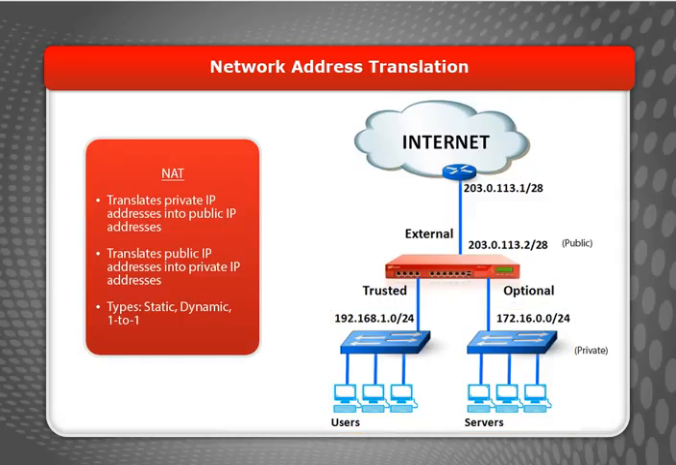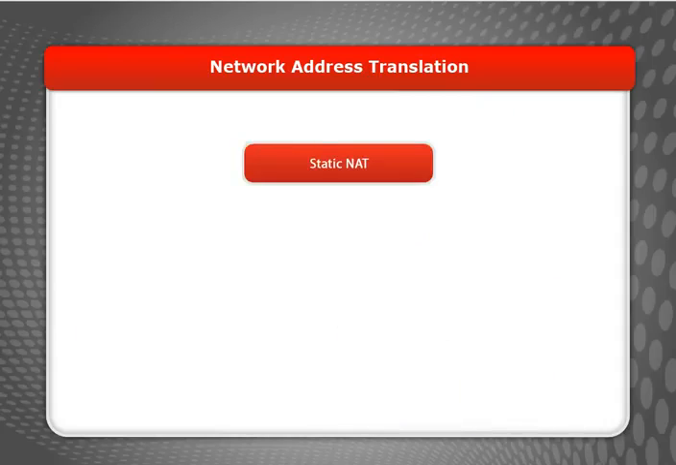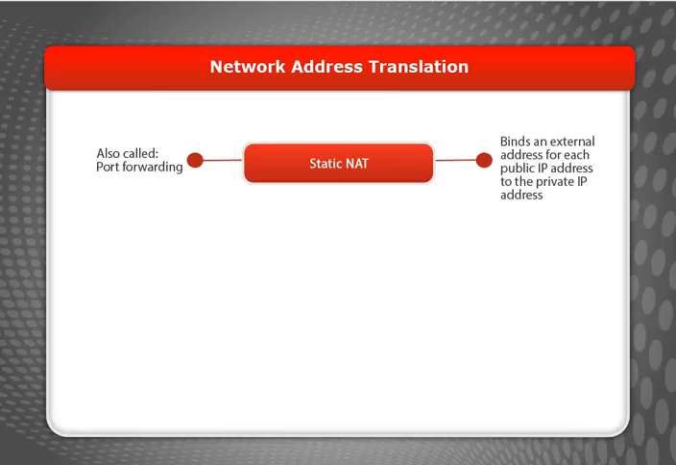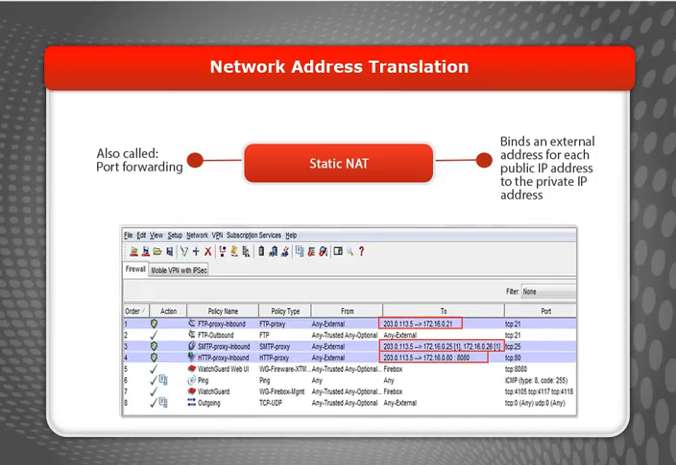There are three types of NAT: static, dynamic, and one-to-one. With static NAT, which is sometimes called port forwarding, you can bind an external address for each public IP address to the private IP address of the server hosting it, located on your trusted or optional networks. Simply put, static NAT is useful for inbound connections, giving the public access to public servers protected by your firewall.